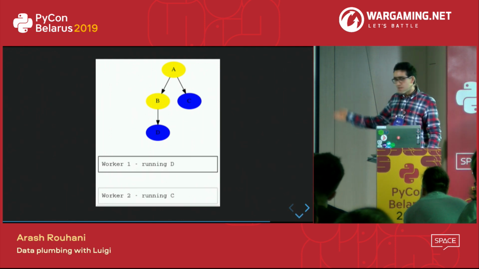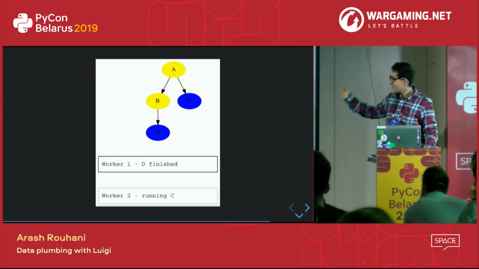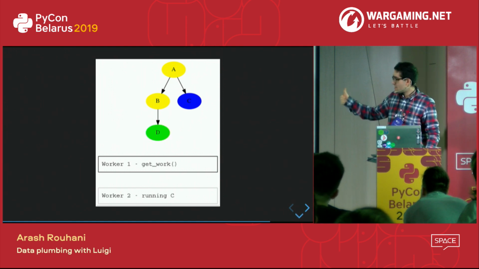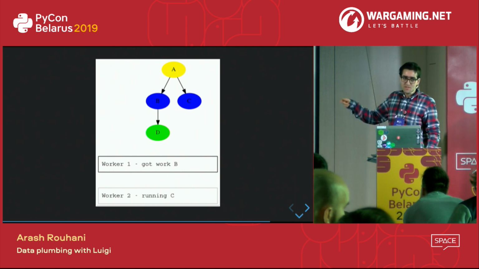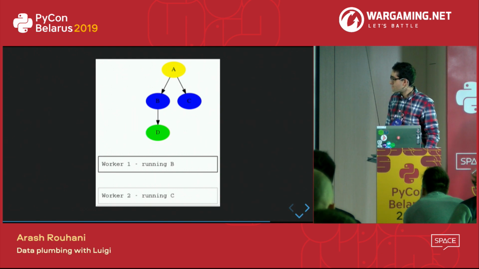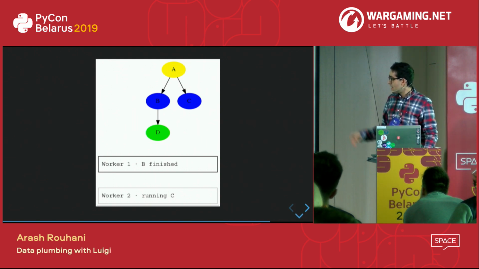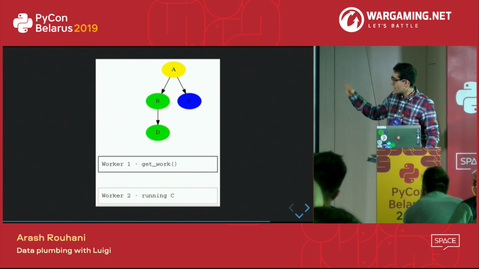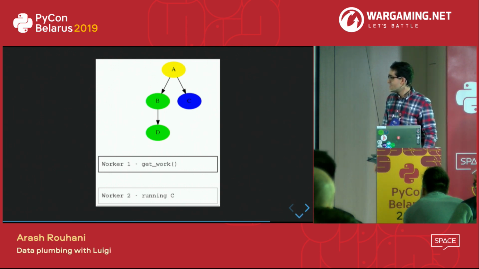And now they're working. And worker 1 finished. So it said, okay, that one is done. Give me work. And there was something to do. So now it's running B. And now B finished. And now it asks, give me work.